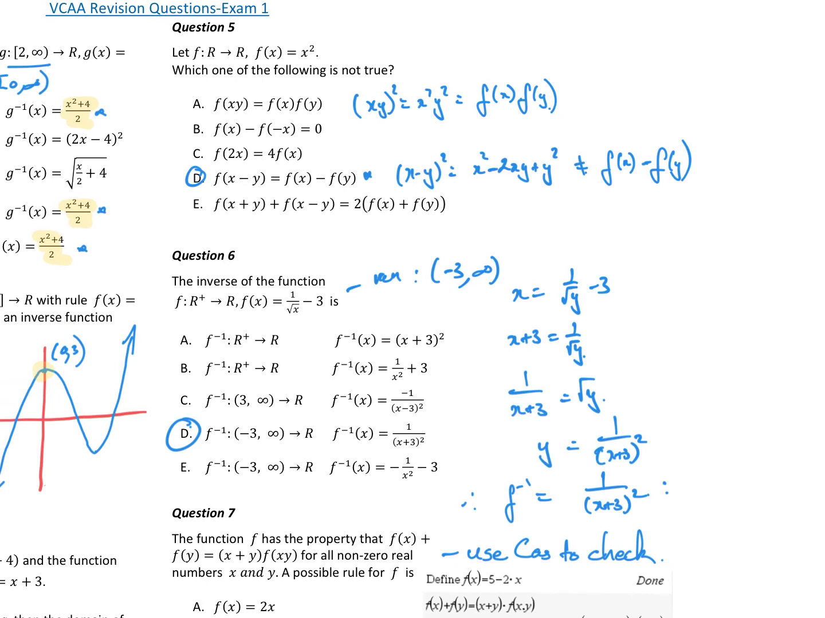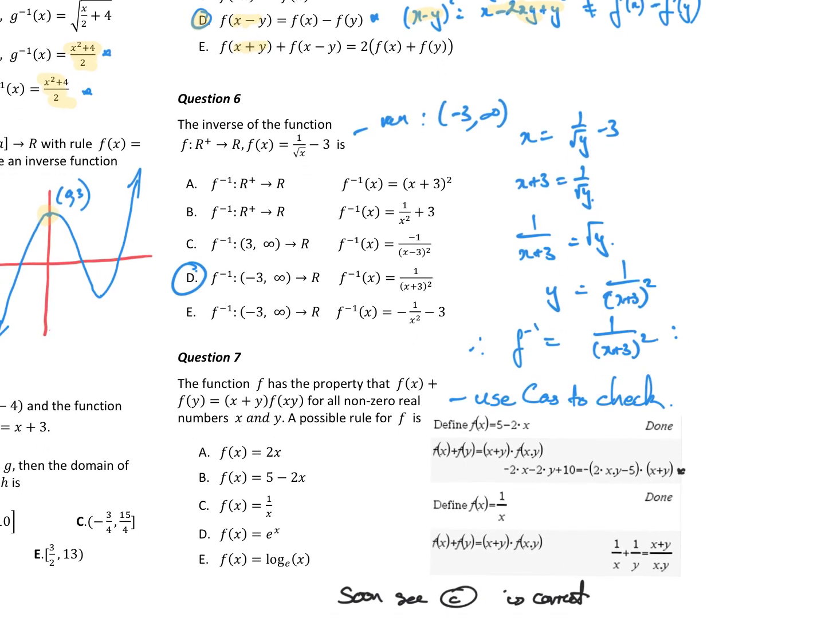Which of the following is not true? Again, this one and question 7 are ones you could possibly use your CAS for and just define the functions, write down the rules and just see. But I think when we've got x squared, we're going to have troubles when we have an x minus y and an x plus y. So f of x minus y is x squared minus 2xy plus y squared. Clearly, we're missing that 2xy term. So D is going to be the answer there.